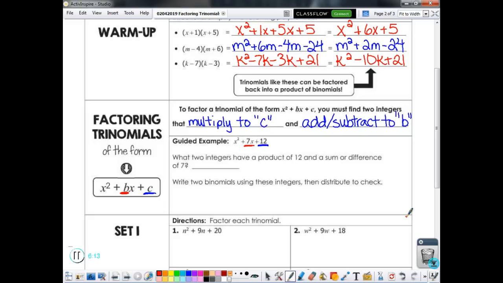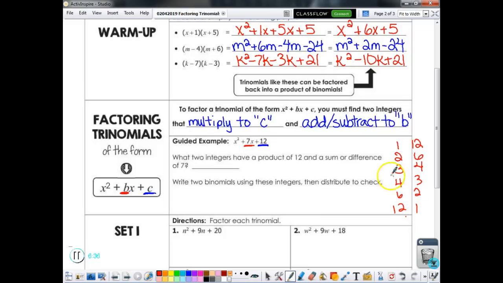Now, there's many multiples of 12. There's 1 and 12, right? 1 times 12 is 12. What else? 2 times 6. 2 times 6 is 12, right? 3 times 4. 3, 6, 9, 12, right? And then it goes backwards, right? 4 and 3 and 6 and 2 and 12 and 1, right?